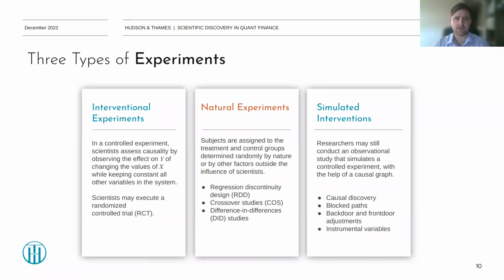Then the second way, if interventional experiments are not possible, is natural experiments. In these experiments, subjects are assigned to the treatment and control groups randomly by nature or by other factors outside the influence of scientists. So you don't necessarily intervene, but you can just split them and observe different types. You split into two different groups. One group has always done this, one group has always done that, and it's a more natural way to experience that.